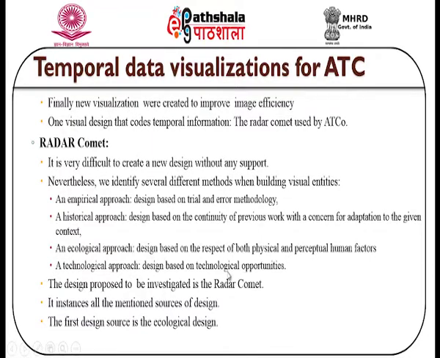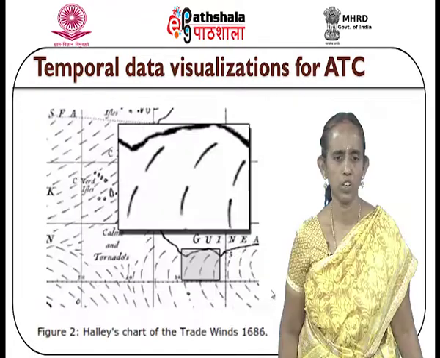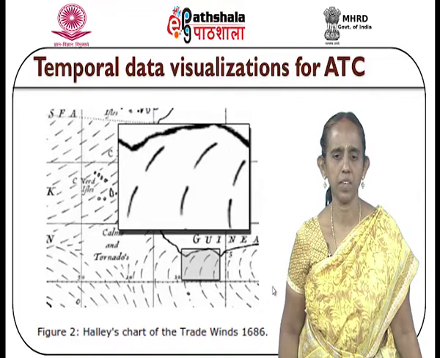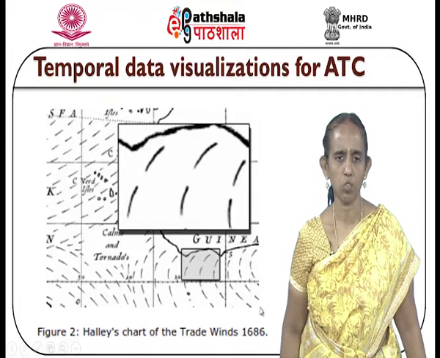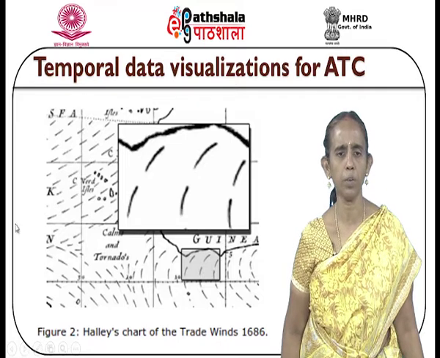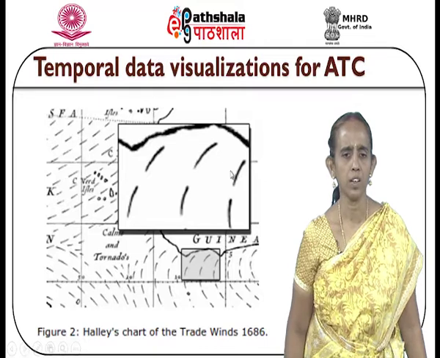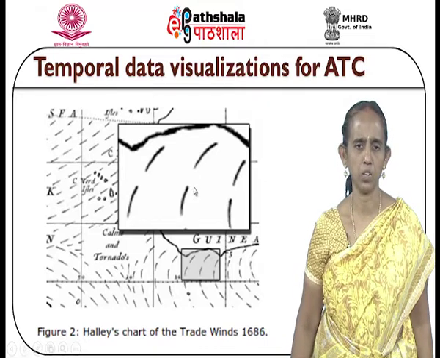The design proposed to be investigated is the radar comet. It instances all the mentioned sources of design, and the first design source is an ecological design source. So this is Halley's chart of the trade winds that was built up in the year 1686. So here we can see in one zooming factor some particular portion of the trade winds that are being shown here.